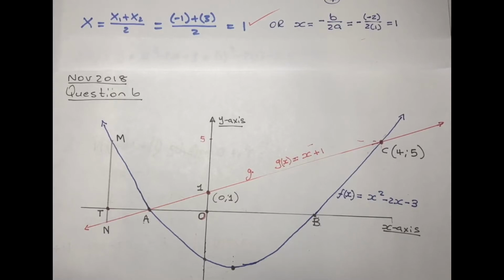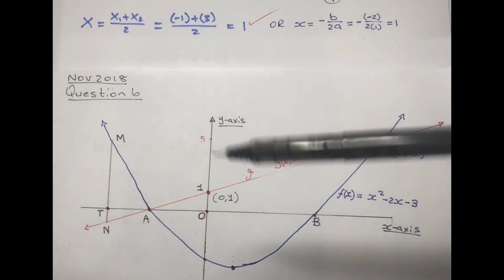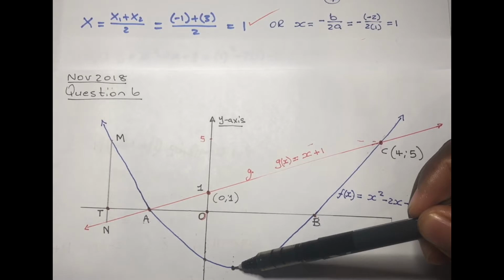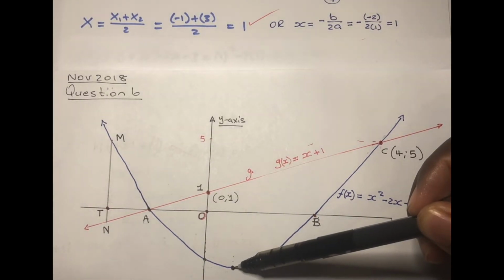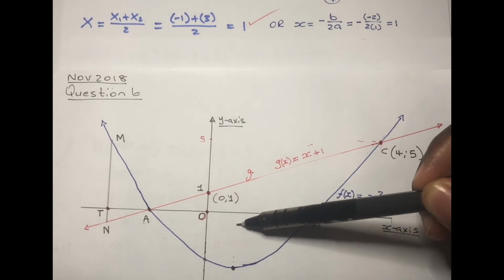Okay, let's now answer our question where we're required to determine the range of this graph, which is the graph of f. Remember from the previous explanation, I indicated that when we talk about the range of a given graph, we focus on the turning point of the given graph. So this is our turning point. What we need to do is to calculate the x value at the turning point of the graph.